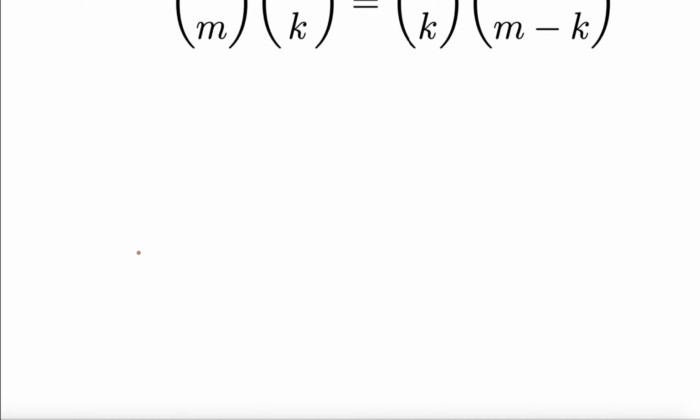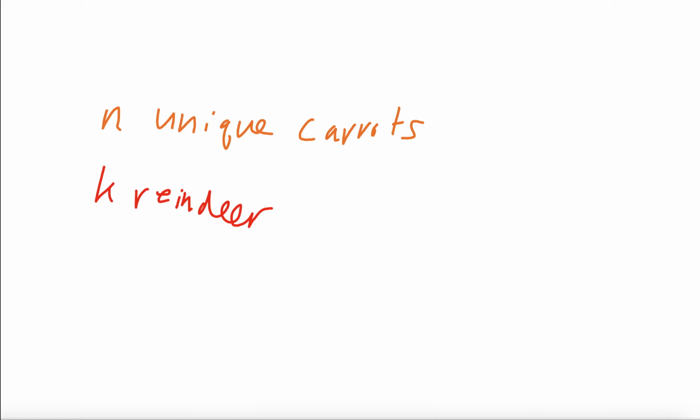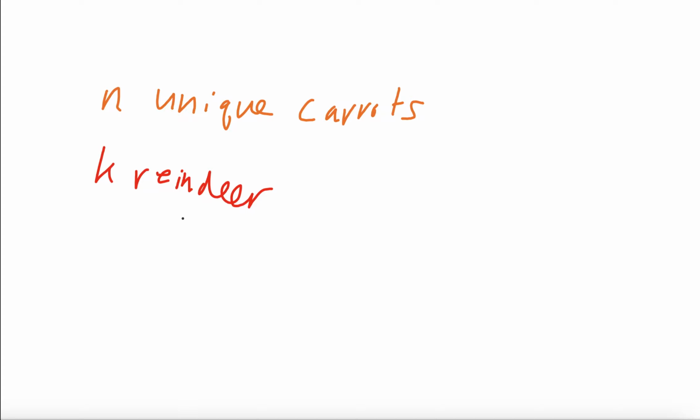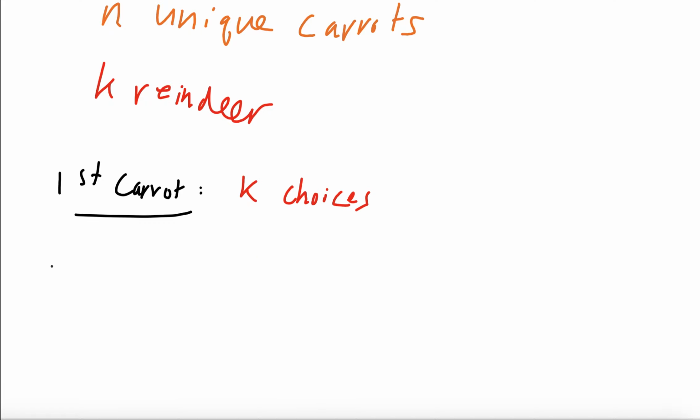Suppose we have n unique carrots. So n unique carrots. And say we have k of Santa's reindeer. So k reindeer. I ask, how many ways are there to distribute these n unique carrots amongst the k reindeer? And so we're going to use a principle of combinatorics here that lets us answer this by multiplication. So let's look at the first unique carrot. So first carrot. How many reindeer are there options to distribute this first carrot to? Well, we have k choices. Correct? K choices.